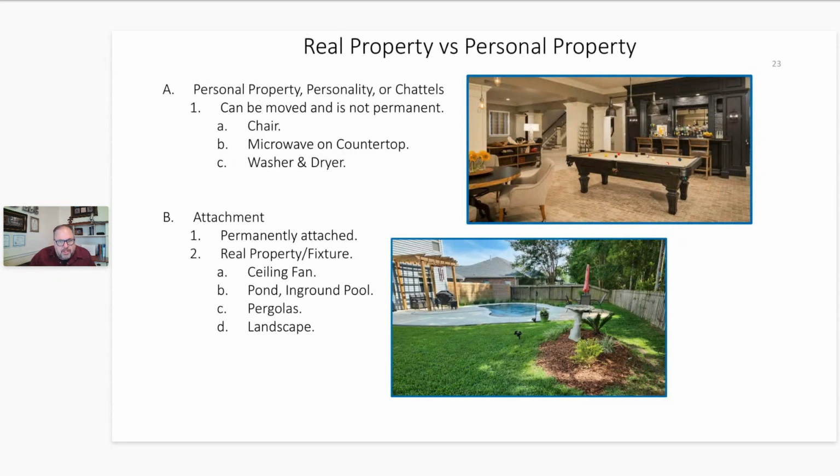All right, let's talk a little bit about, again, going back to real property versus personal property. Now, if you look under A, personal property, you may see a term called personalty, or you may see the word chattel on the state exam. Don't be confused. They all mean the same thing. Now, again, we talked about personal property as items that can be moved in the house. What are the items that are permanent in the house, called real property?